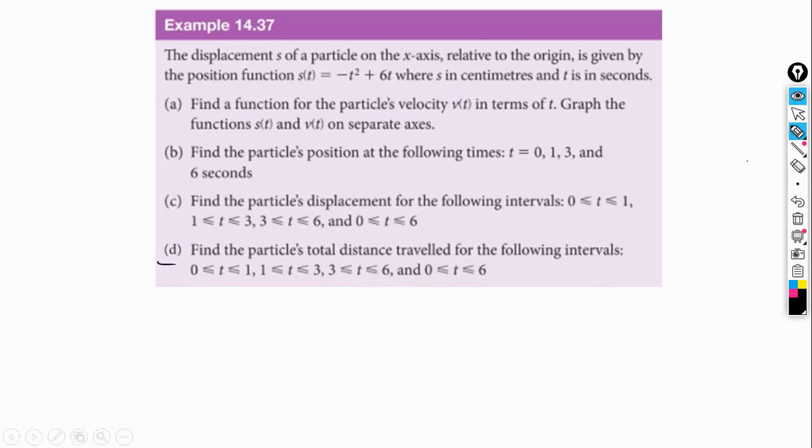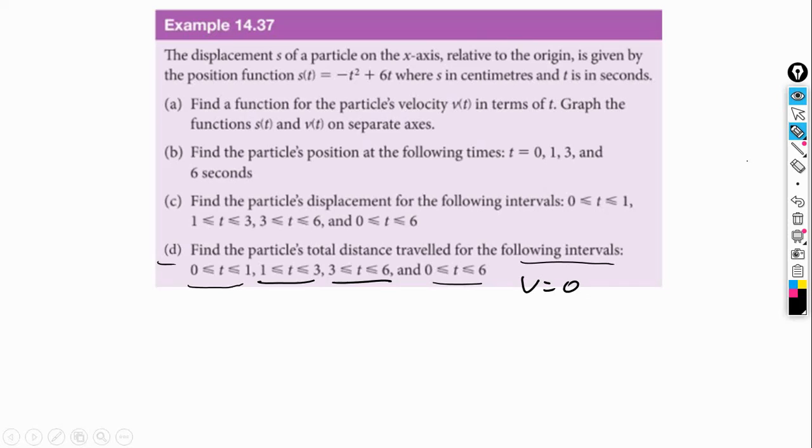And then finally, for D, they want us to find the particle's total distance traveled for the following intervals: between 0 and 1, 1 and 3, 3 and 6, and then the total from 0 to 6. Okay, so when you want to find distance traveled, you have to be careful with one aspect of this. You have to be careful with a change in the direction of the object's motion. So that occurs when velocity equals 0. So we have to find for what value velocity equals 0.